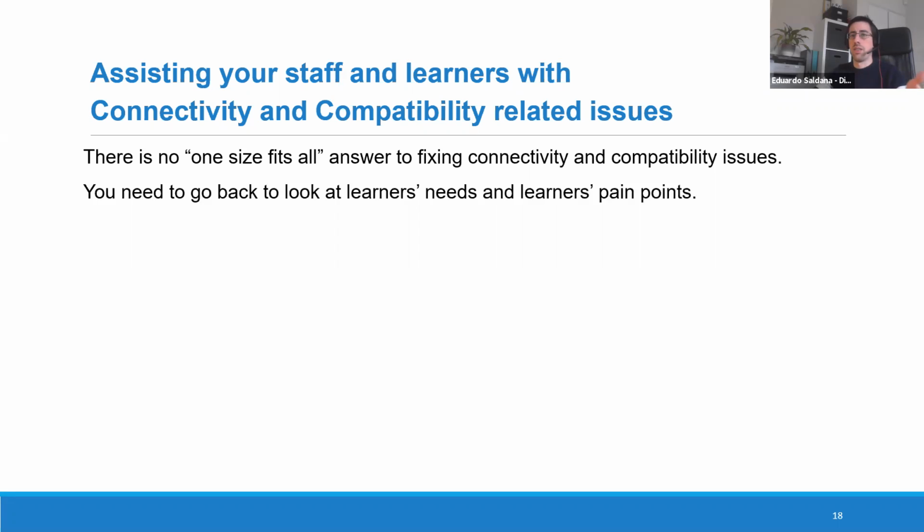You need to go back and look at learners' needs and learners' pain points. What is making them suffer the most? What is annoying them? In our case, it is when learners are using a private Gmail account and the student account, and when they click on the waffle, or the nine dots, or the mosaic, there are so many names, officially Google calls it a waffle, and they click on Google Classroom, it says the classroom doesn't exist because the browser is automatically reverting back into the default account.